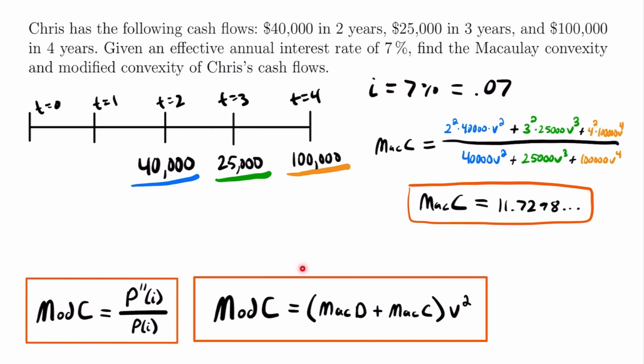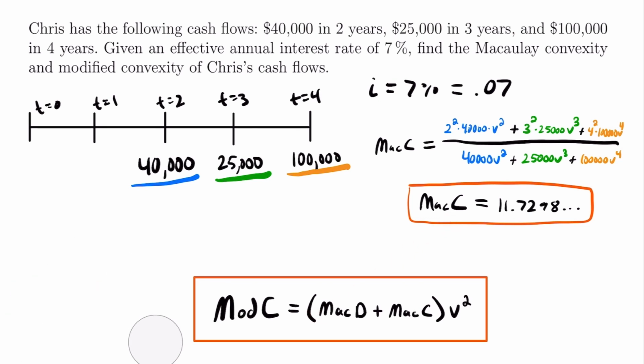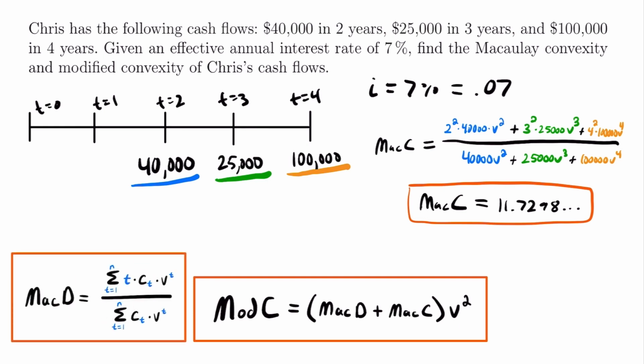Now, the reason why this is helpful is because we already calculated the Macaulay convexity, and the Macaulay duration is a very similar calculation to the Macaulay convexity. Because the Macaulay duration can be calculated using this formula, and this formula is almost exactly the same as what we use to calculate the Macaulay convexity, except that the t that we're multiplying by the cash flows and the present value factors is not squared. It's just t to the first power.